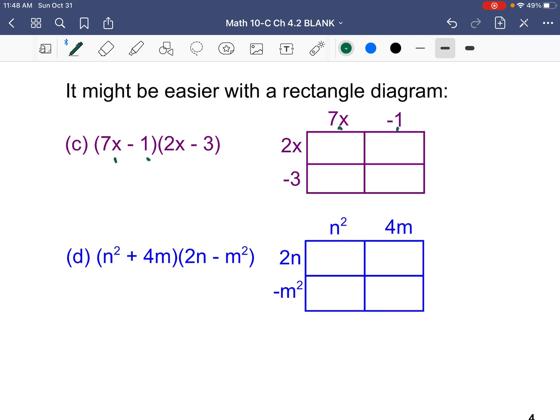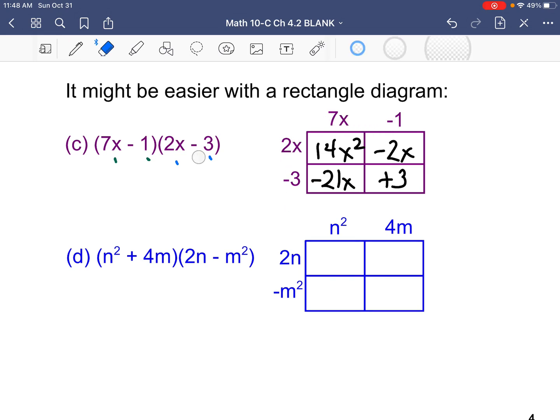You notice 7x minus 1, and 2x minus 3. And we multiply these out. So 7x times 2x is 14x squared. Minus 1 times 2x is minus 2x. 7x times minus 3 is minus 21x. Minus 1 times minus 3 is plus 3.